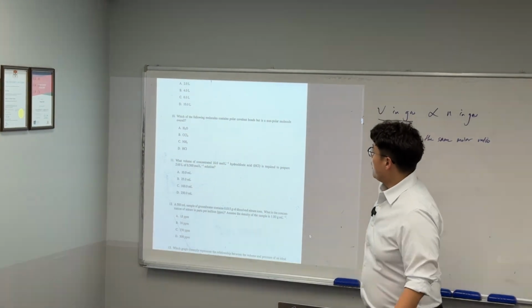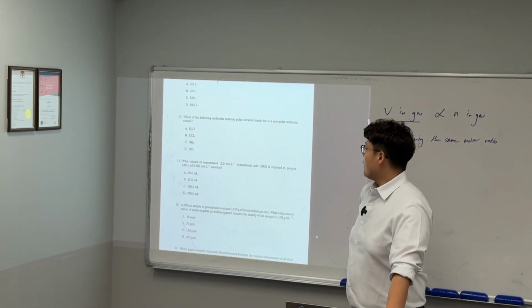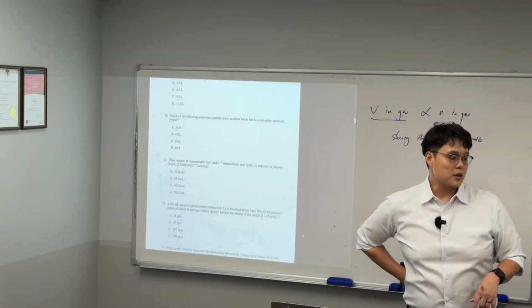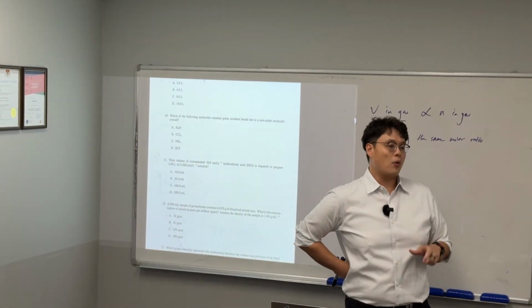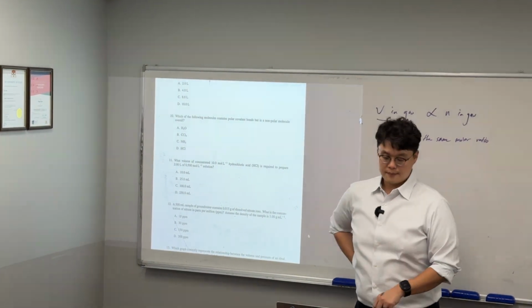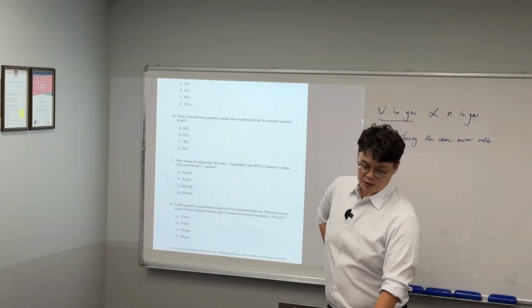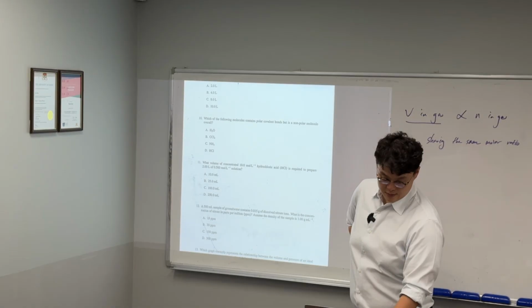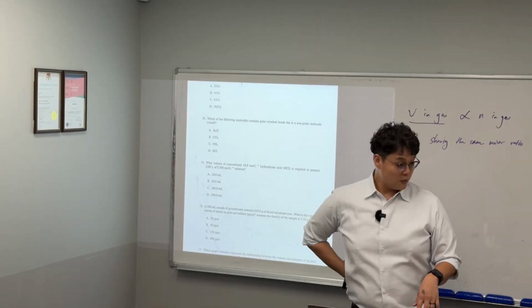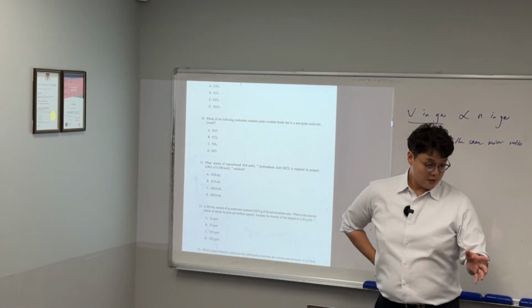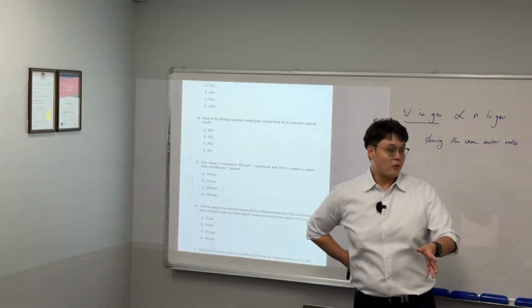10. Which of the following molecules contains a polar covalent bond? Okay, how do we determine the presence of polar covalent bonds? What does it mean by polar covalent bonds? They're unequal in electronegativity. Yeah. Therefore, it's polar covalent.